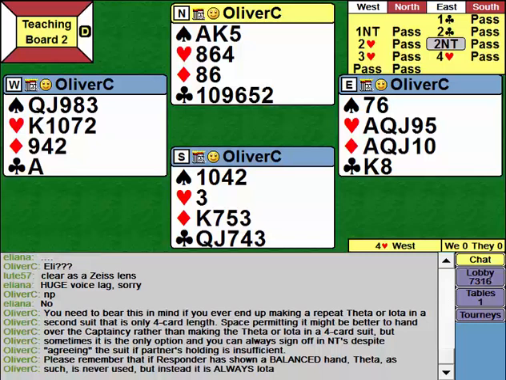Okay, so there are some situations where the system notes specify that a bid is theta. But bear in mind, if responder has shown a balanced hand, any bid that would otherwise be theta and which is shown in the notes as being theta is in fact iota, because they can't have a singleton or void. So it's any bid that would otherwise be theta is always iota if responder is known to be balanced.